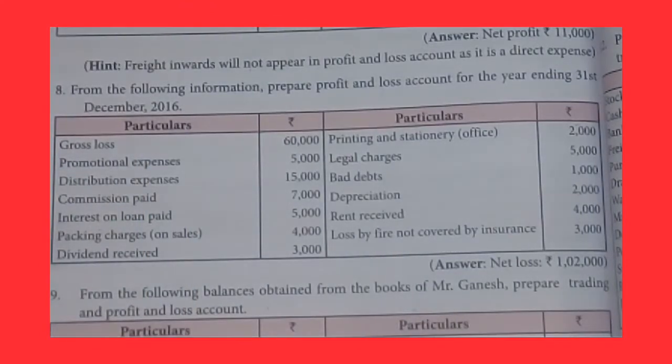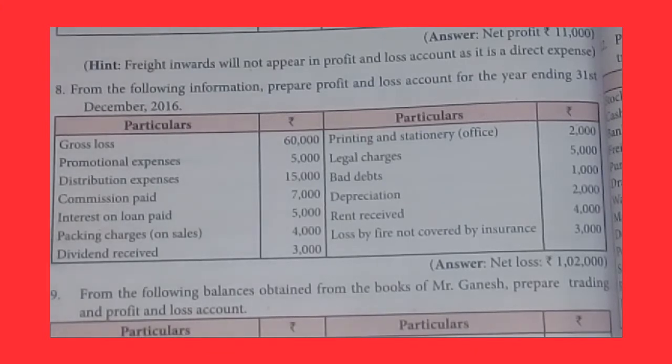You all very well know that profit and loss account is nominal in nature. Debit side we have to show all the expenses and losses, and in the credit side we have to show all the incomes and gains. By this time you would have been thorough with the format of profit and loss account. Okay, now we will move on to the solution.